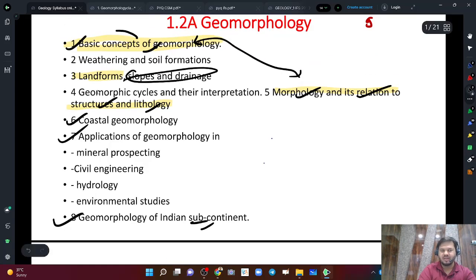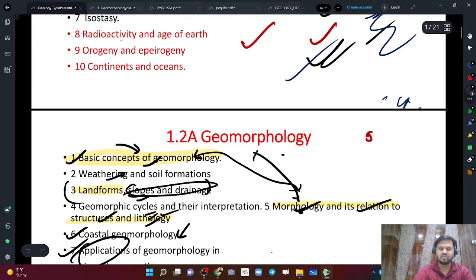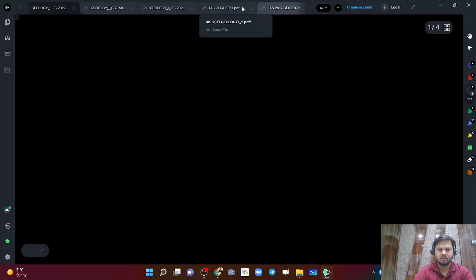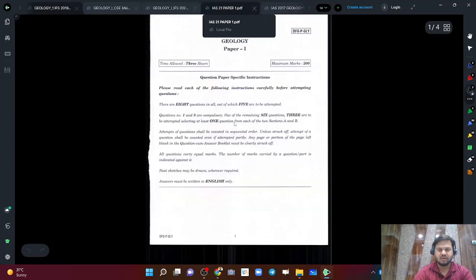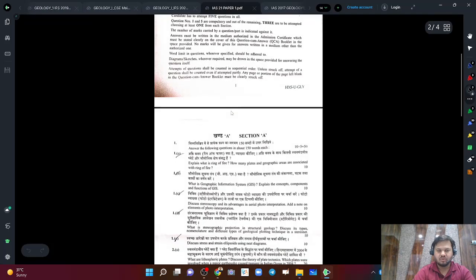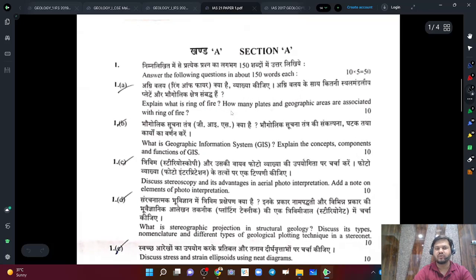Just memorize the syllabus: basic concept and weathering. Then there is something on landforms, geomorphic cycle, and then similarly basic concept of geomorphology. And there is again coastal geomorphology, like landforms of coastal areas, and then there is the application part and geomorphology of the Indian continent, right? So the very same thing. Like we can analyze a few more papers.